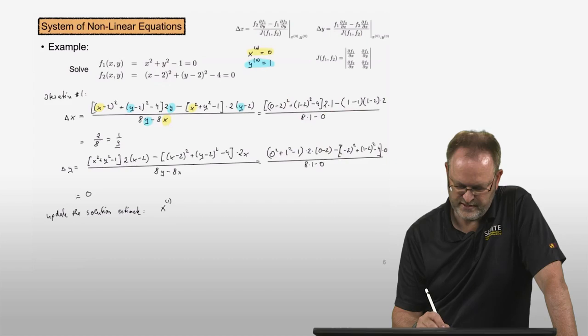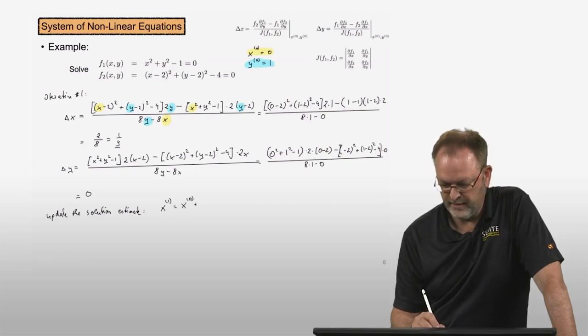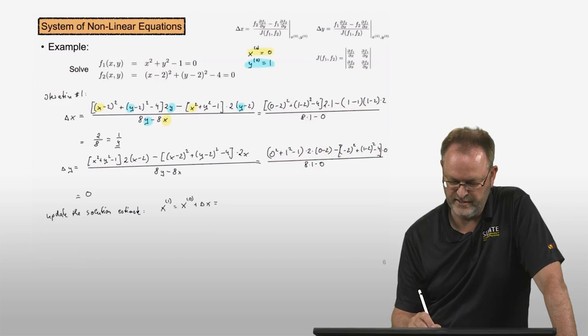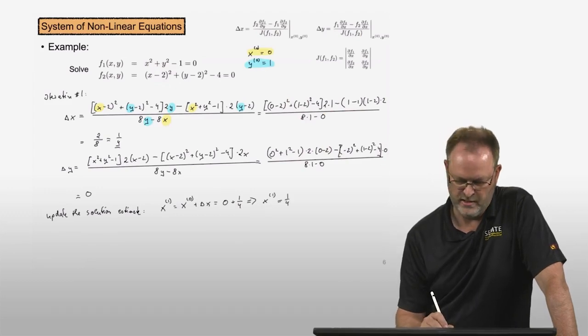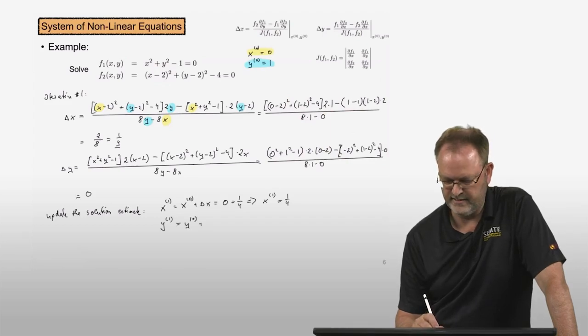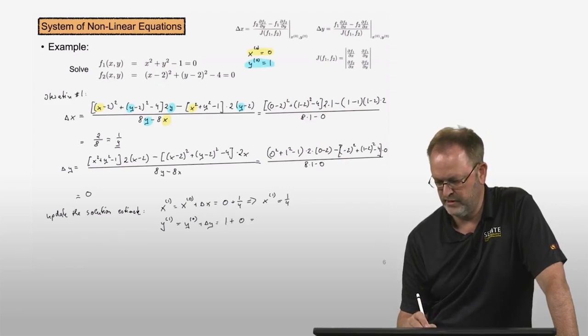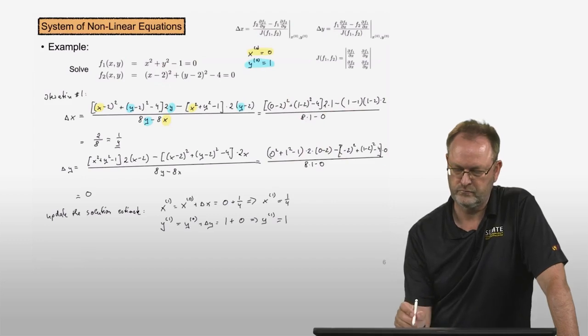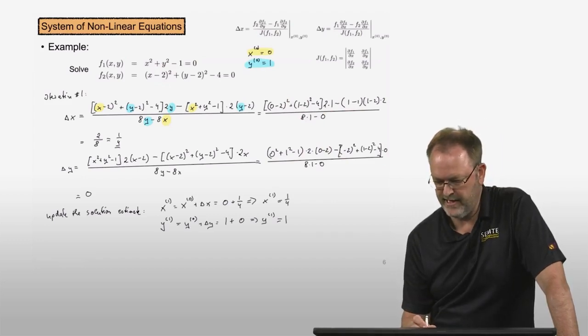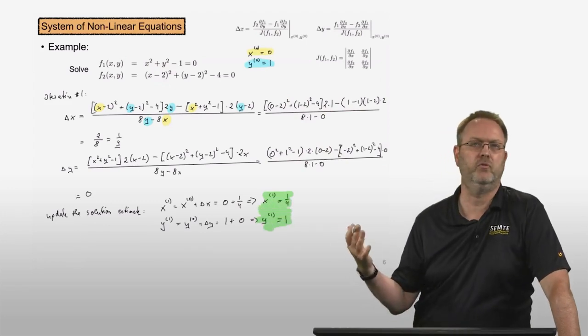x1, the new update, is equal to my old value plus delta x. So let's substitute the values in. It's 0 plus 1/4. So therefore x1 is equal to 1/4. And y1 is equal to the old y0 plus delta y. The y0 was 1. The delta y that I found was 0. So therefore, the new solution estimate for y is still equal to 1. And that would be the solution after one iteration.